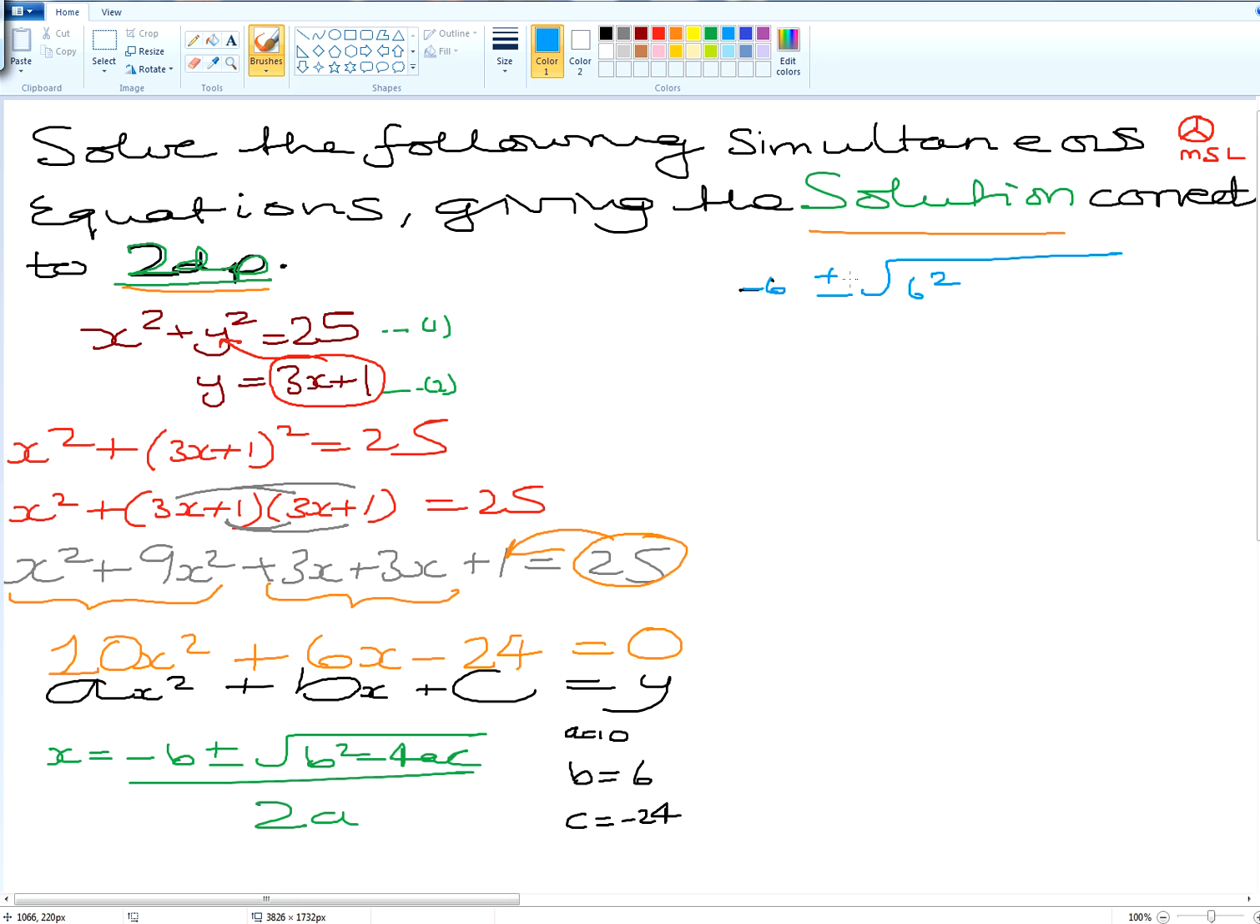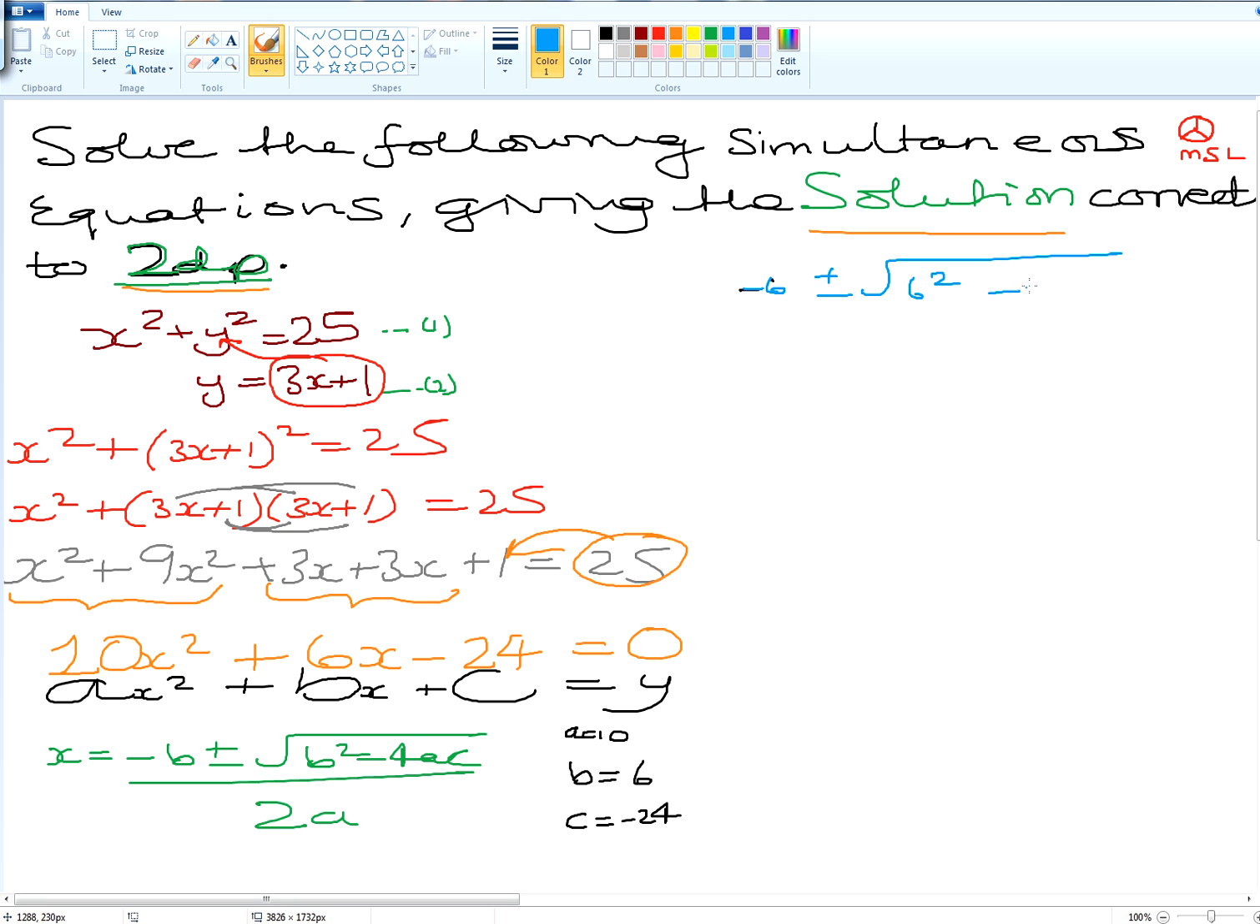6 squared. Okay, that's supposed to be on silent. Just give me a moment, second. Okay, that's sorted. Right.